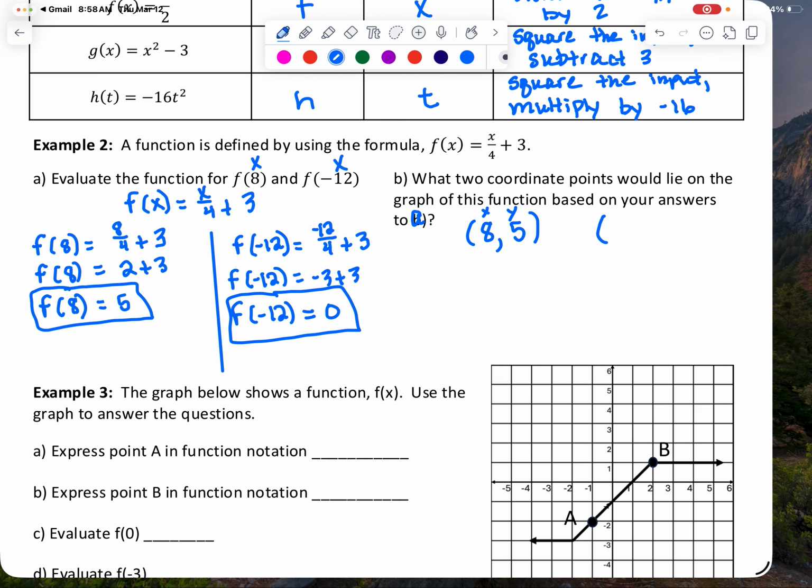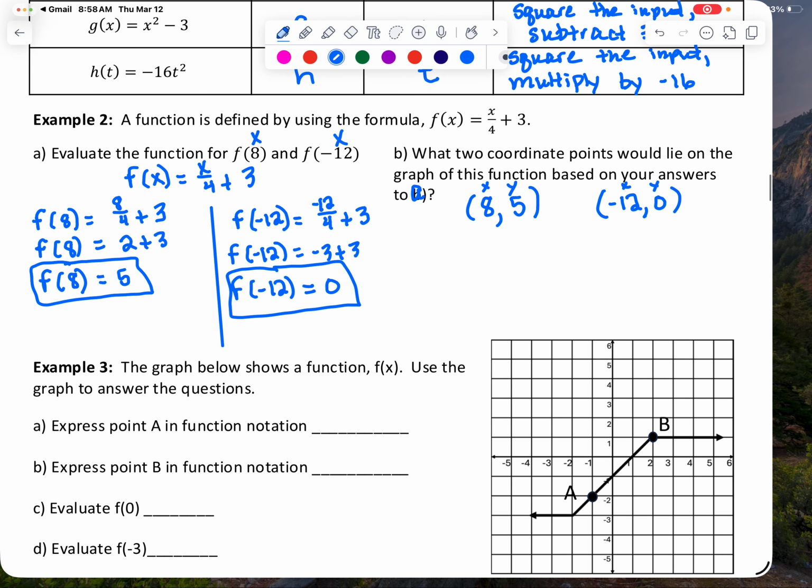My second point: if your x value is negative 12, you get an output of 0. So those 2 points would lie on the graph of the function f of x equals x divided by 4 plus 3. All right, example 3.